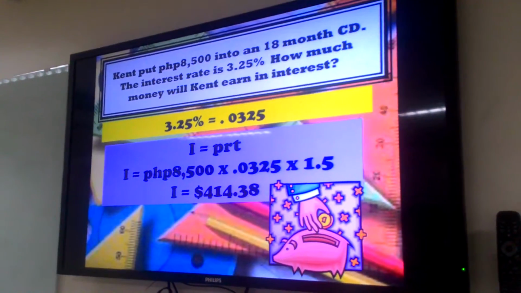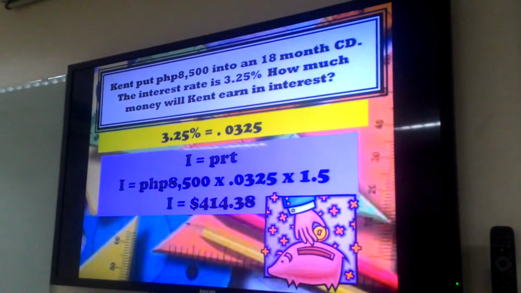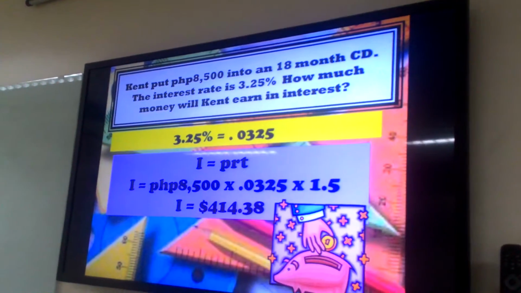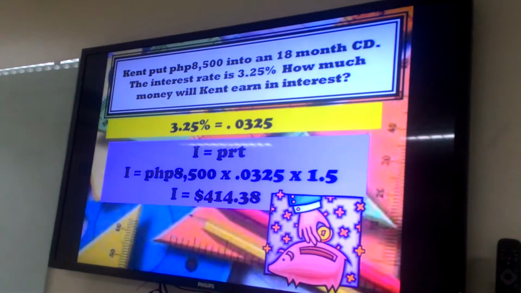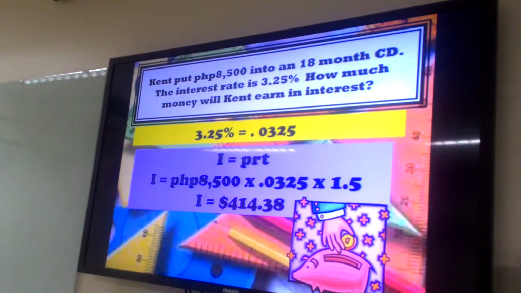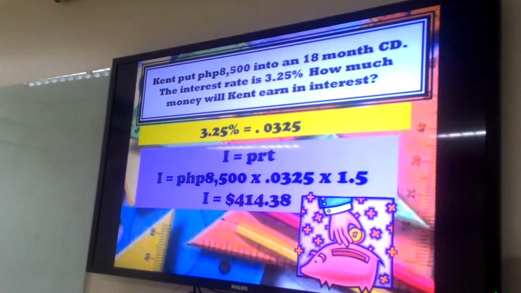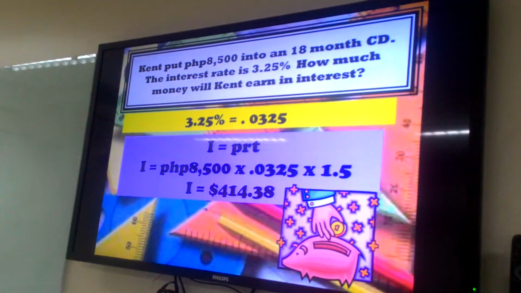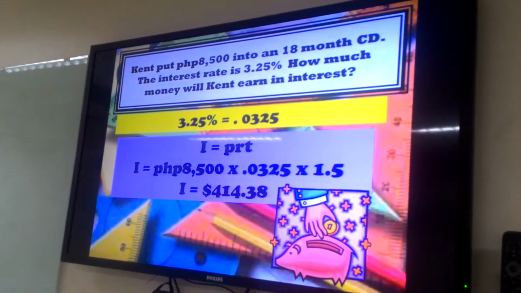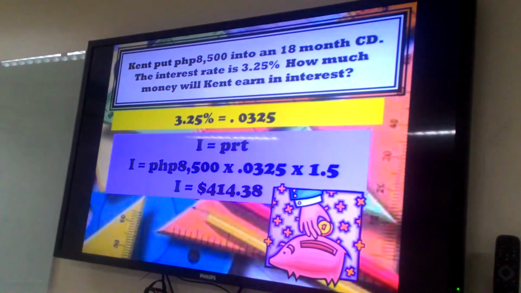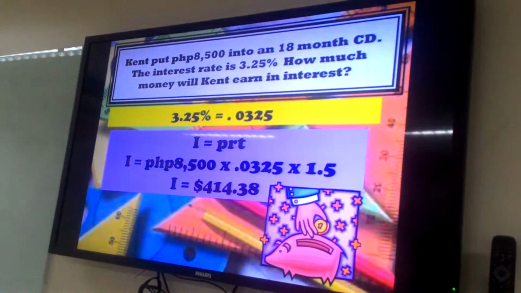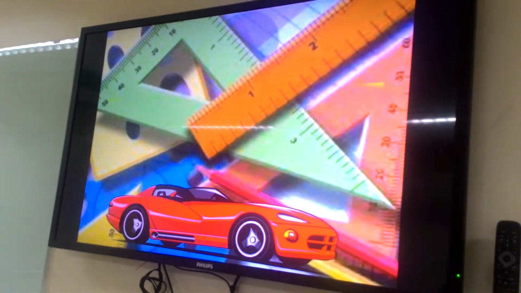So let's have another example. Kent put 8,500 into an 18-month CD. The interest rate is 3.25%. How much money will Kent earn in interest? Our interest rate is 3.25, so convert it to a decimal: 0.0325. Our principal amount is 8,500. Multiply it by our rate, 0.0325, and then multiply again by 1.5, the number of years. That's going to be 414 pesos and 38 cents. That's going to be the answer.